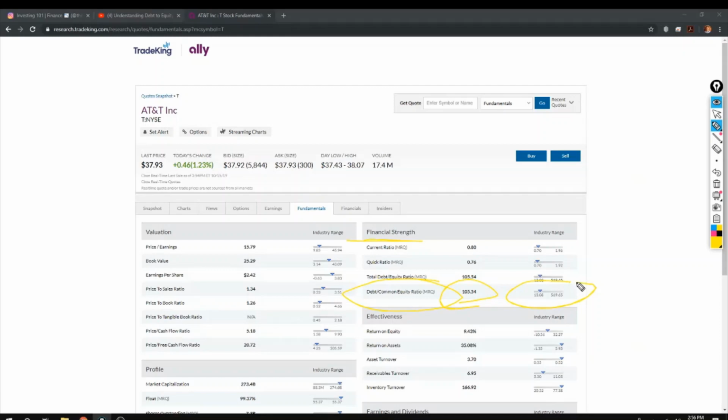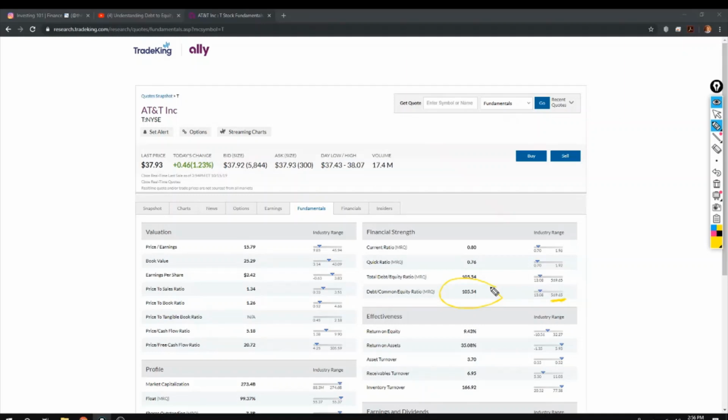The industry range, it's on the low portion of this industry range, which means that it's actually good. So yes, 105.54 compared to the number one that we want is a lot higher. It means that they're using a lot more debt than the actual money that they have. But it is very low compared to the industry average. The industry average goes up to 569.65. Considering we're at 105.54, AT&T seems like a good buy.